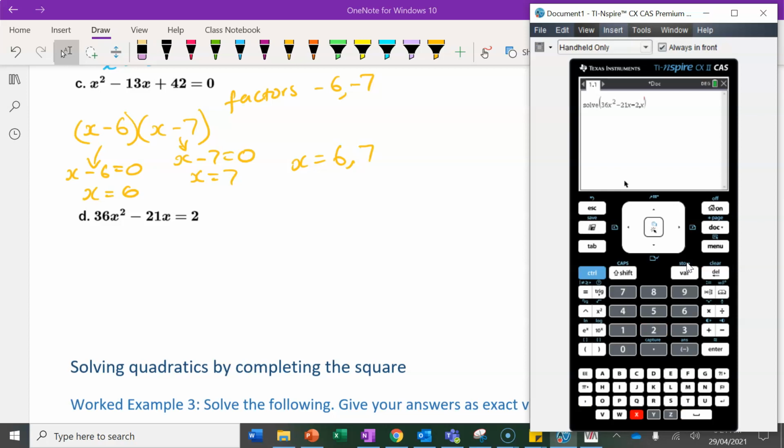You need to tell it what to solve. And then just press enter. So it's given you two values. We've been getting two values up until this point, so you want to write down both of these. Don't pick one, but write both.